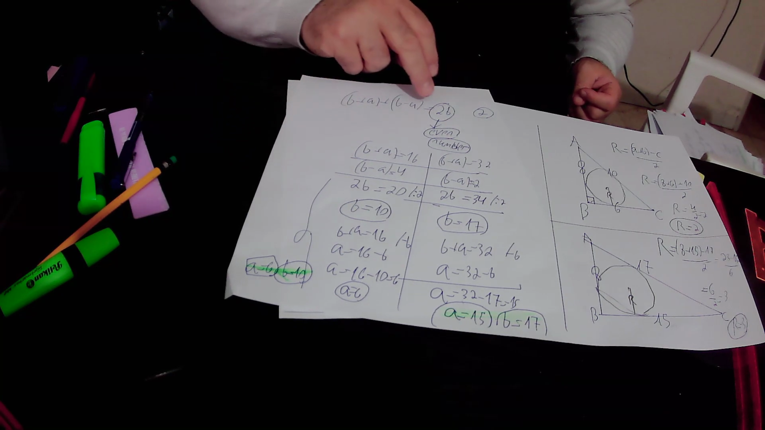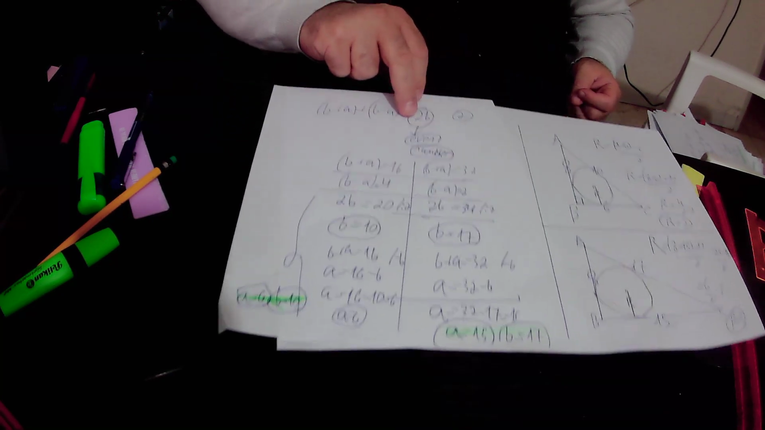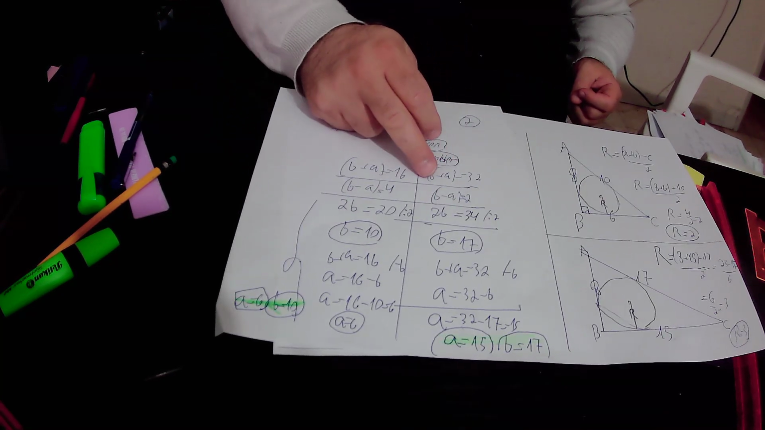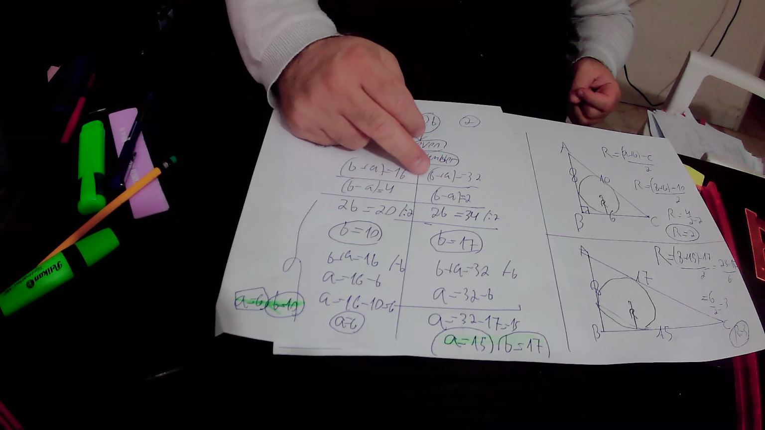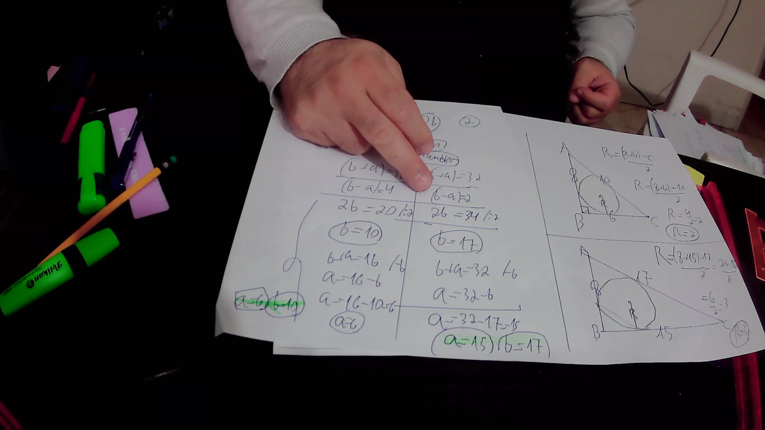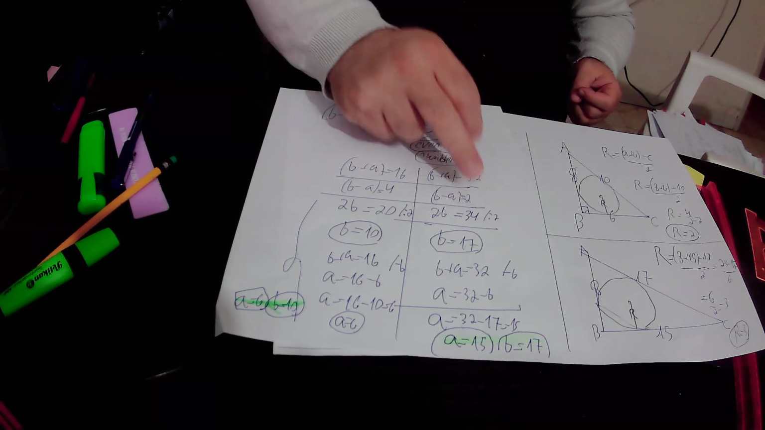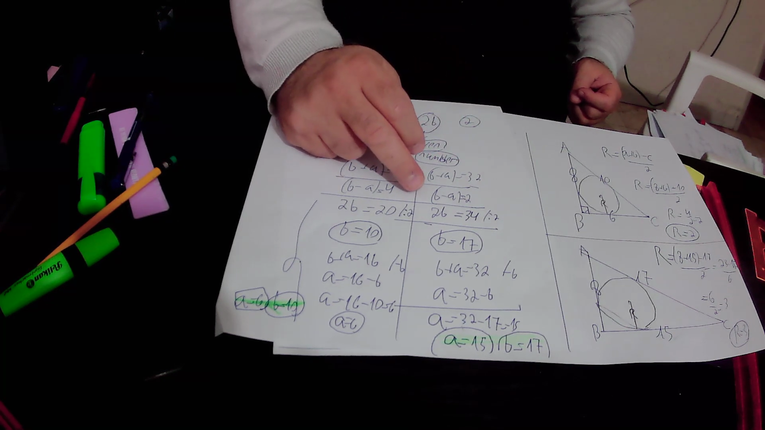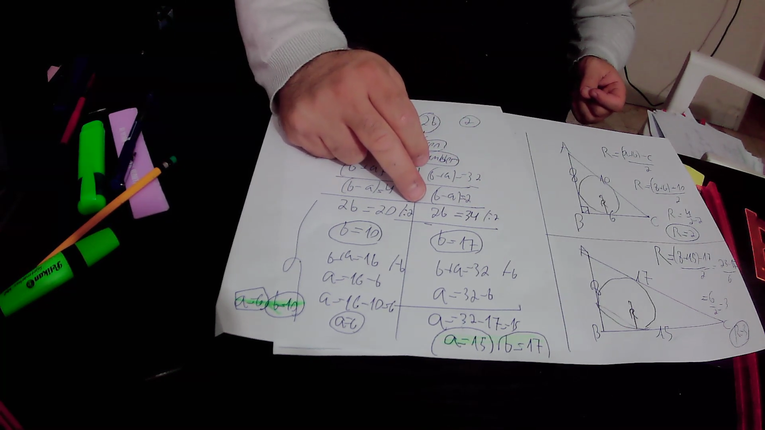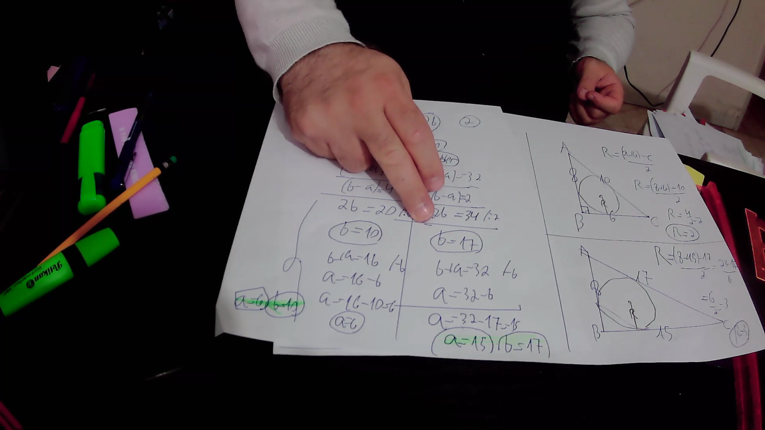And according to the second solution, b plus a is 32 and b minus a is 2. We will add the two equations together and we get that b plus b is 2b and a minus a is 0. So we got that 2b equals 32 plus 2, that is 34. We divided this equation by 2 and we got that b equals 34 over 2, that is 17.